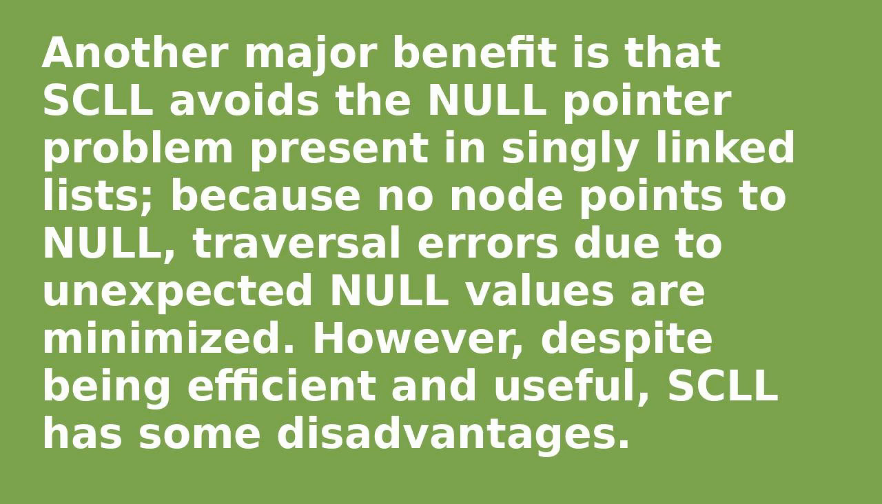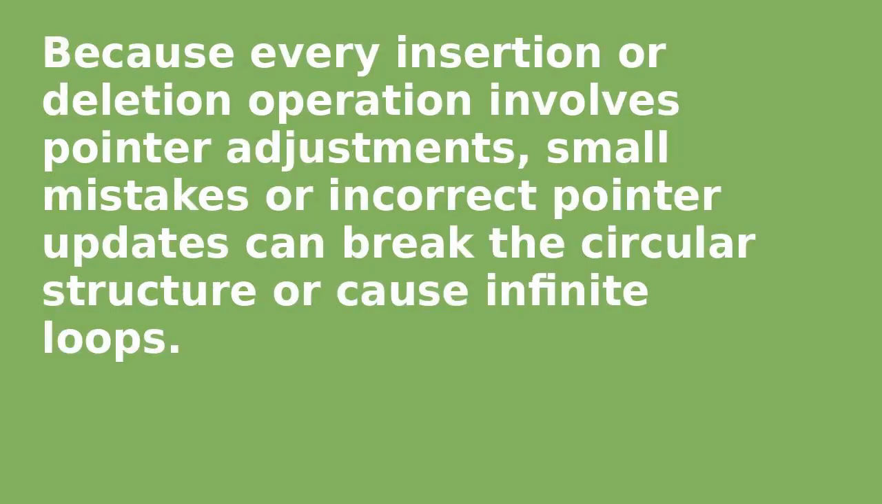Another major benefit is that SCLL avoids the null pointer problem present in singly linked lists. Because no node points to null, traversal errors due to unexpected null values are minimized. However, despite being efficient and useful, SCLL has some disadvantages, because every insertion or deletion operation involves pointer adjustments. Small mistakes or incorrect pointer updates can break the circular structure or cause infinite loops.